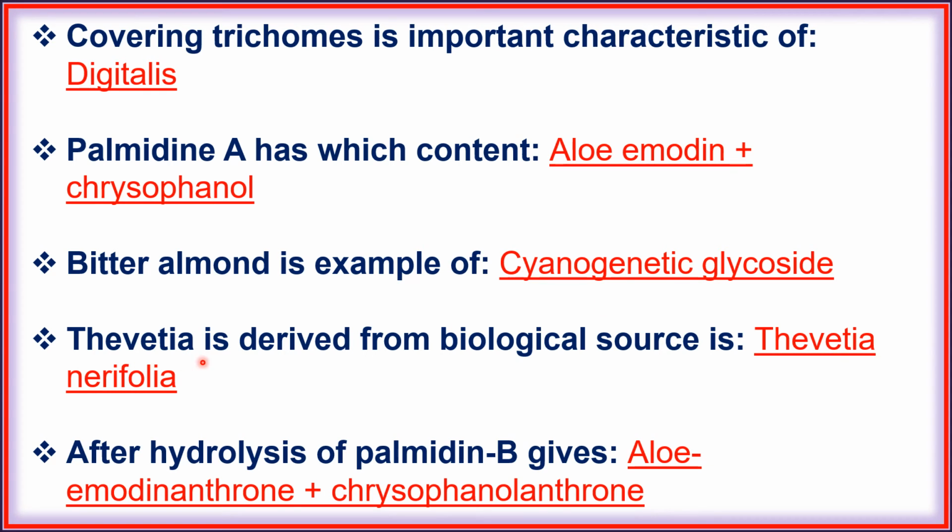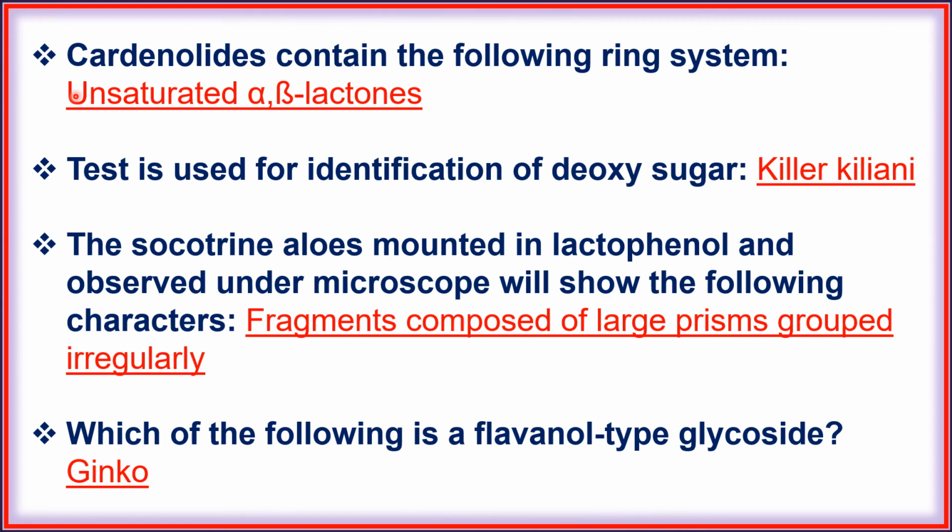Next, Thapsia is derived from biological source Thapsia nerifolia. Next, after hydrolysis of palmidin B gives aloe-emodin anthrone plus chrysophanol anthrone. Next, cardenolides contain the following ring system, that is unsaturated alpha-beta lactones. Next, test used for identification of deoxy sugar, that is Keller-Kiliani.